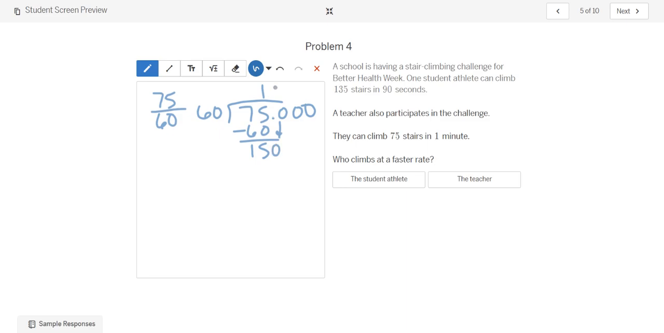150, the point, 2 would be 120. Subtract, I get 30. Oh, actually, not that bad. I thought it was going to go out a couple places, but I get a 5 right there. That's 300 and 0. Oh, shoot. Who climbs faster? The student.